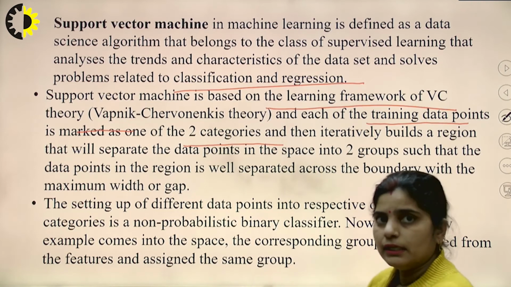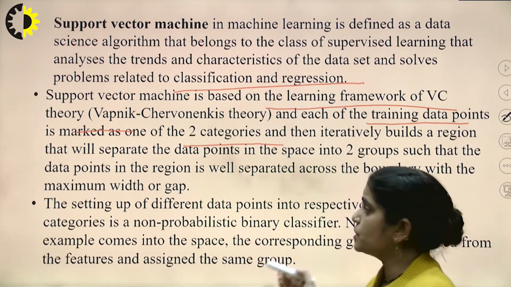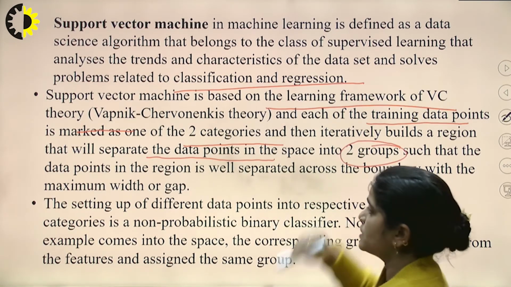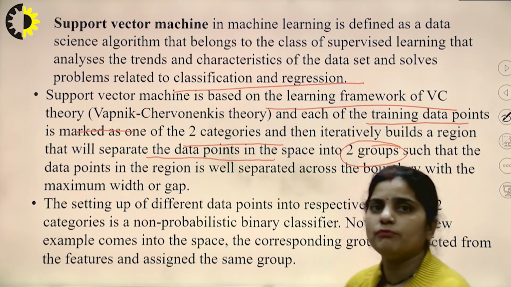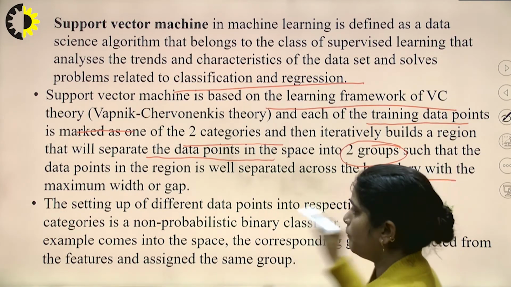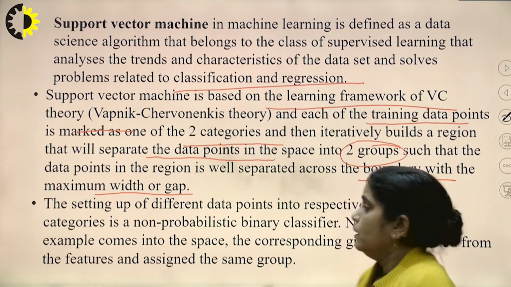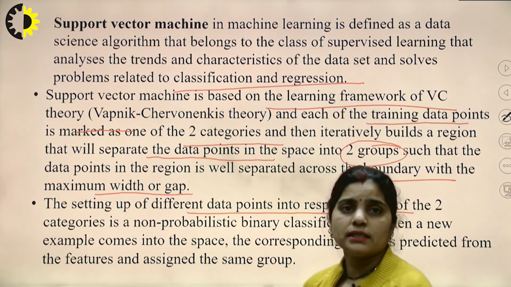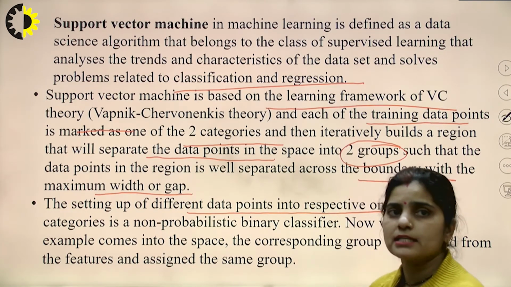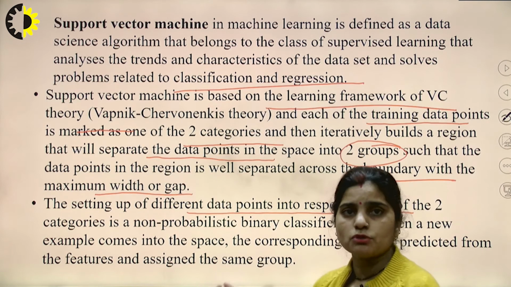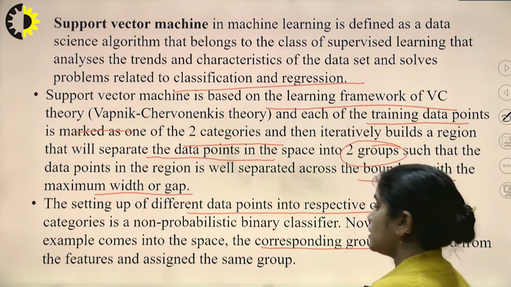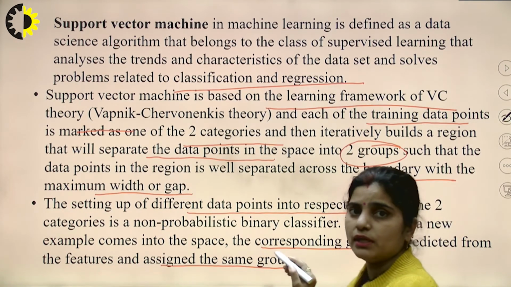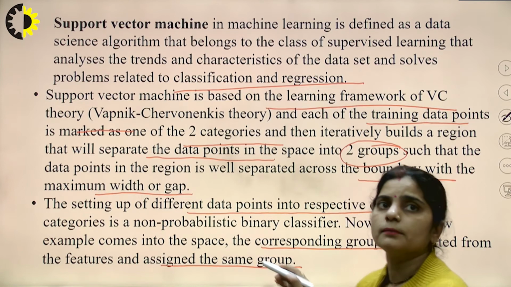Then these data points iteratively build a region which can separate the data points in the space into two groups. Data points in the region can be well separated across the boundary with the minimum gap. Setting these data points into one of the two categories comes under the non-probabilistic binary classifier. So, whenever a new example comes into the space, the corresponding group is predicted from the features and it is assigned to the same group of the data points which we are considering here.